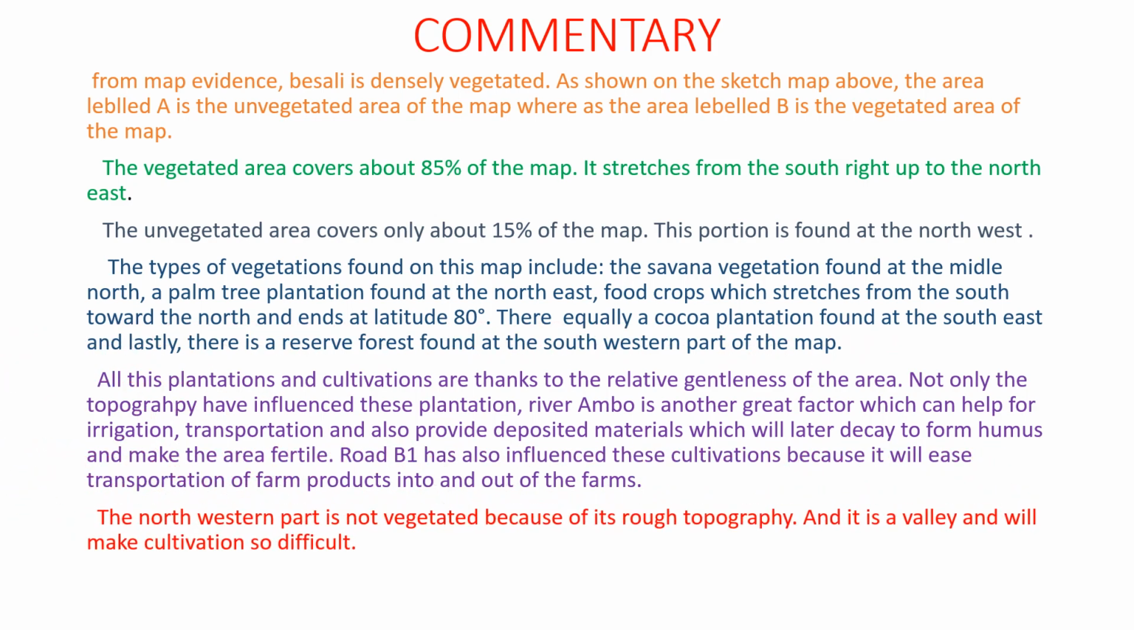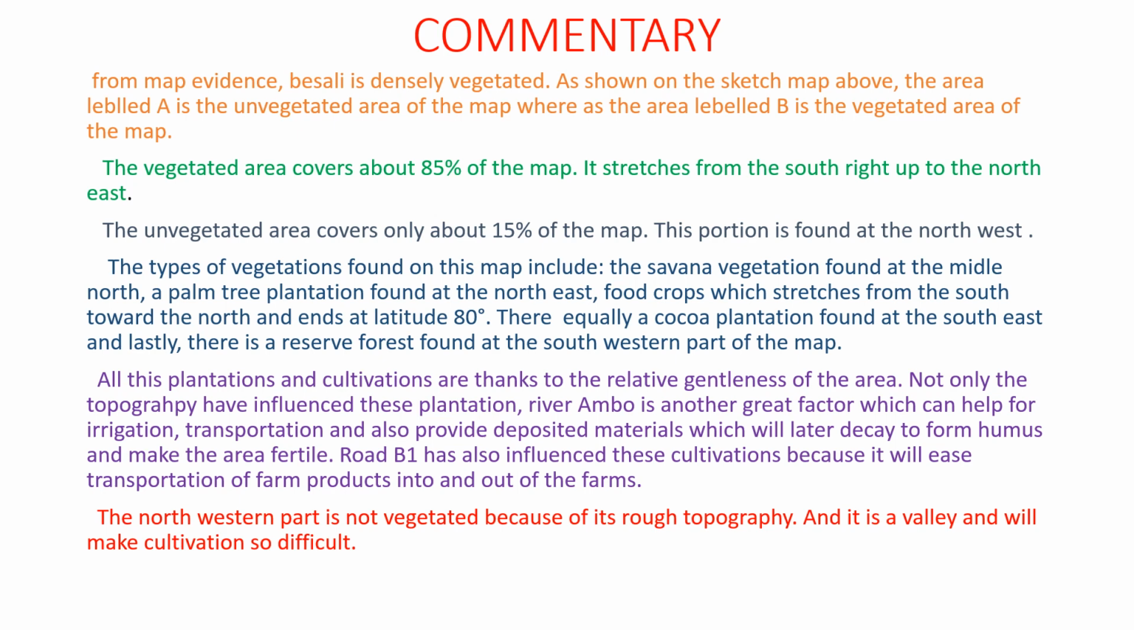And lastly, the northwestern part is not vegetated because of its rough topography, and it is a valley and will make cultivation very difficult. So the last part that you have to give here is the relation between the vegetation and the human activities there.